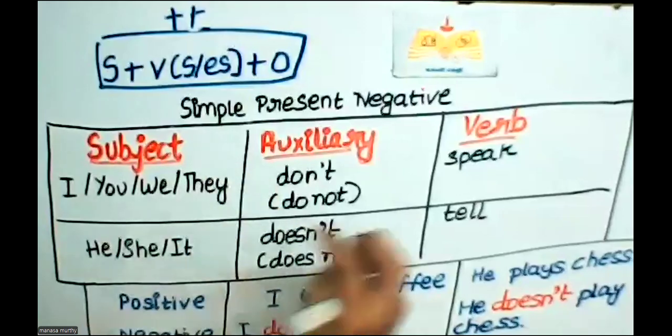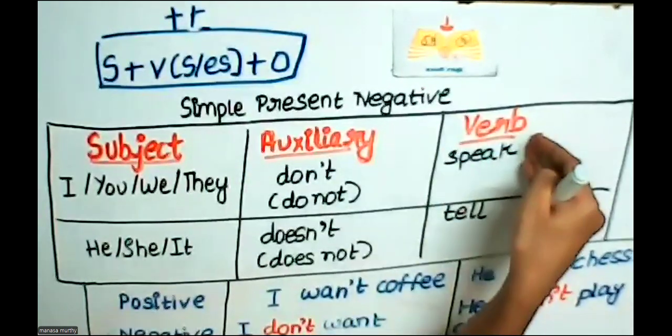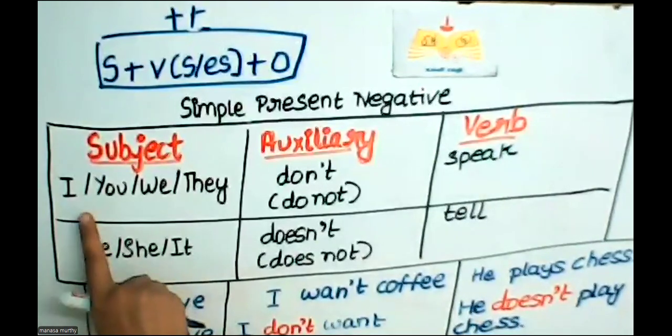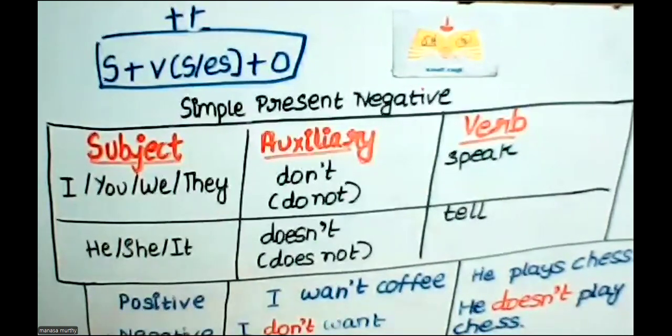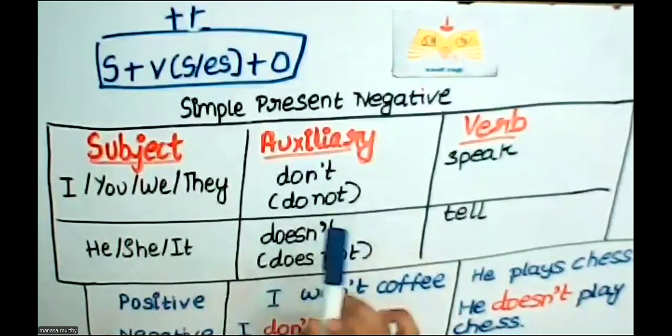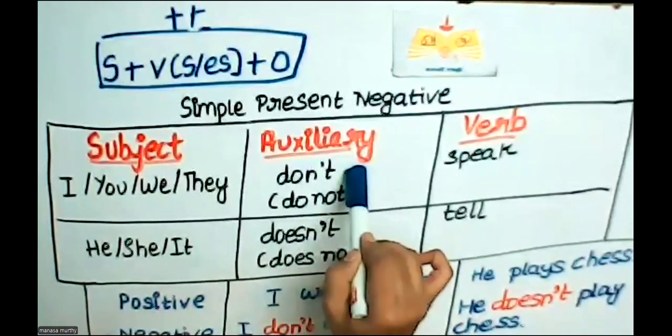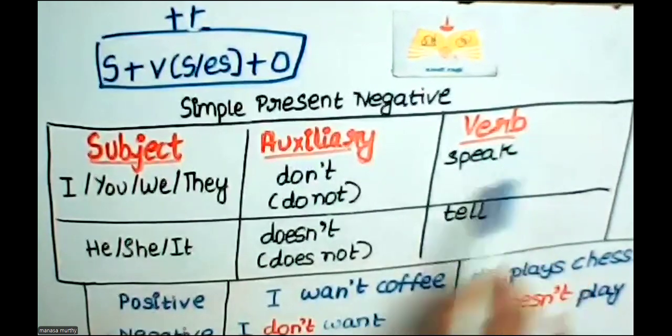If my subject, this is the subject, the helping verb together with it, then comes the main verb. If my subject is I, you, we, they, after that it is accompanied by do not. Do not in its contracted form is don't. Then comes the verb.